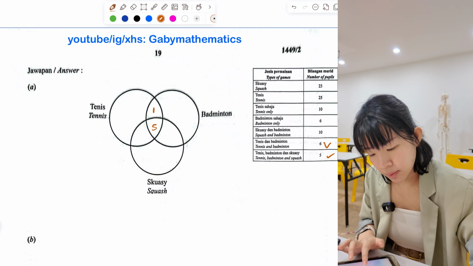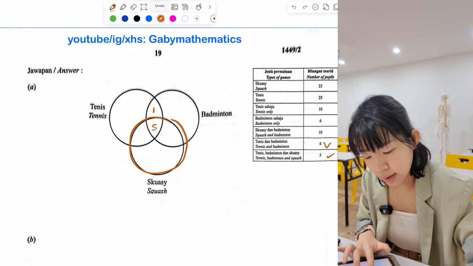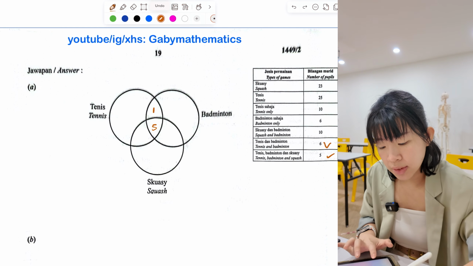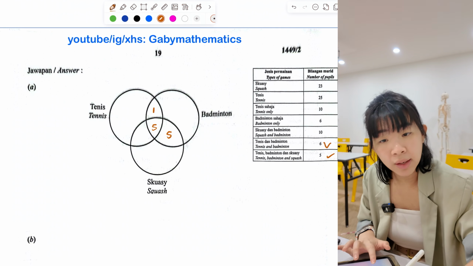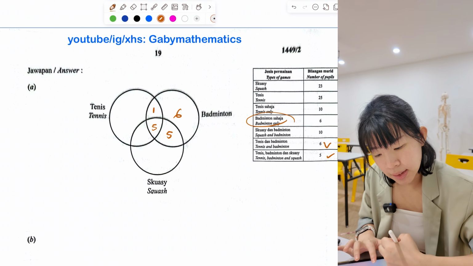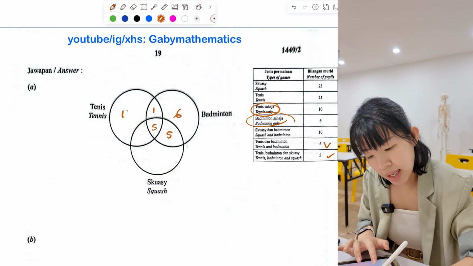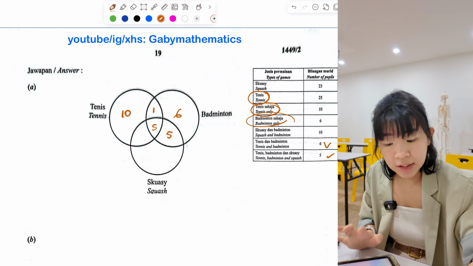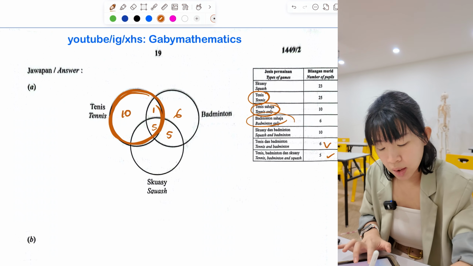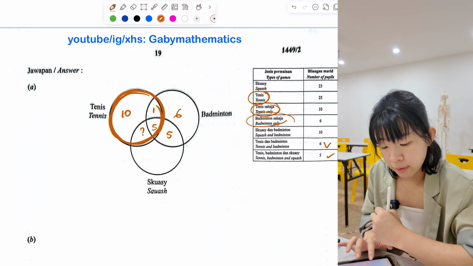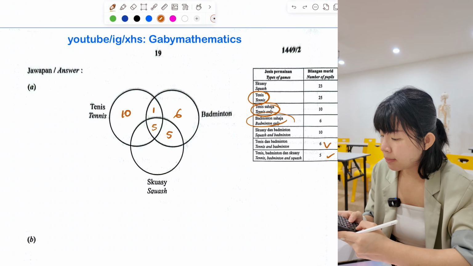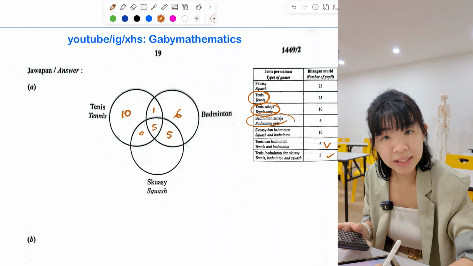Squash and badminton, where is it? They are referring to this part. Total 10, including the 5. Since we already wrote 5, here will be 5. Badminton only here 6. Tennis only, okay, there's no only, just tennis. Tennis means they are referring to this whole circle. Now we're left with 1 empty space. Total 25, so 25 minus 10 minus 5 minus 1. So here we put 9.